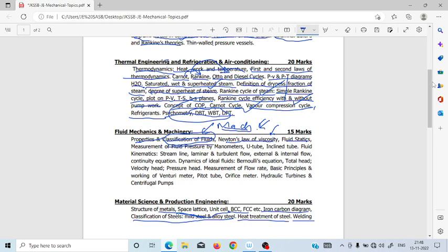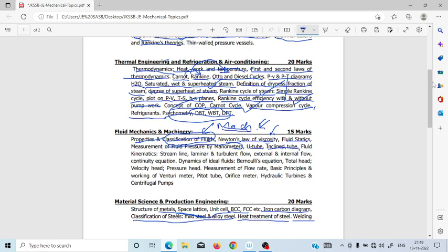We also discuss the different types of manometers, like U-tube manometers and inclined manometers. There are different manometers as well. As you know, manometers are used for measuring pressure differences. This is all a numerical part. We will discuss these topics in the class.